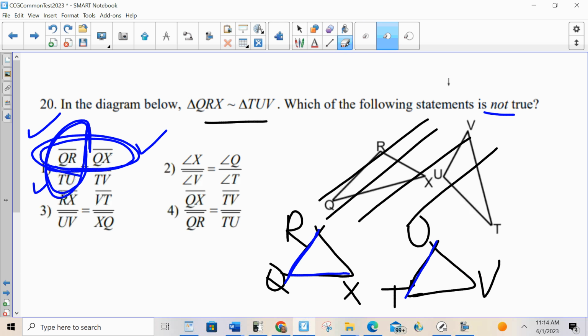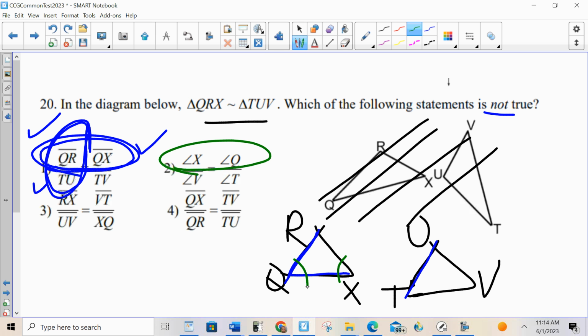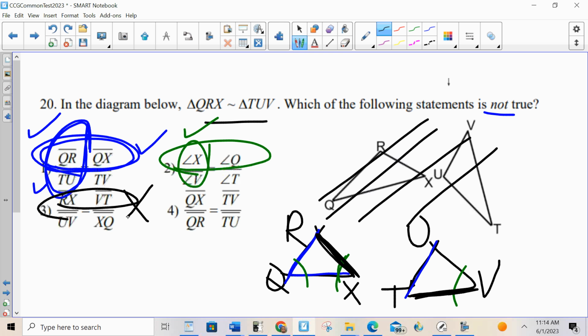So now let's pick a different color. XQ, same triangle. XV, XV, they correspond. That one's good. RX, VT, they don't correspond. They're not in the same triangle. That one's out. And finally, QX, TV, they correspond. QX, QR, they're in the same triangle. That one works. Which one is not correct? That one.